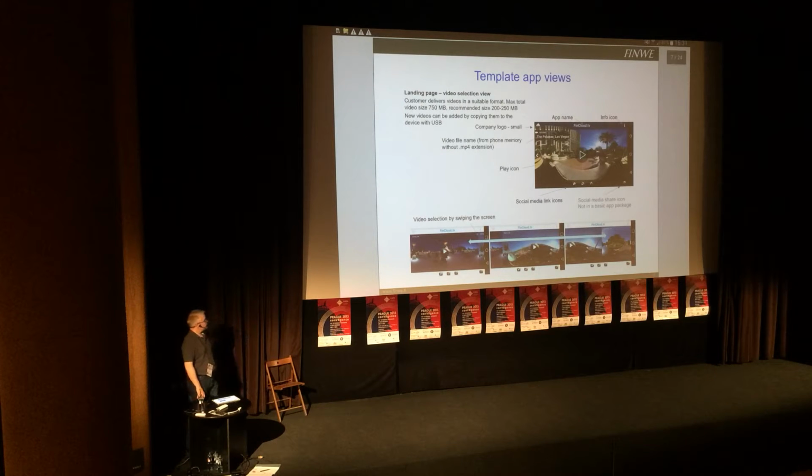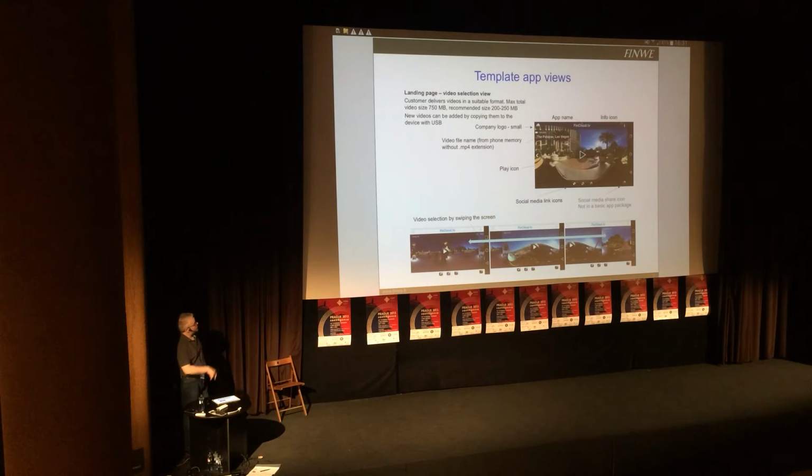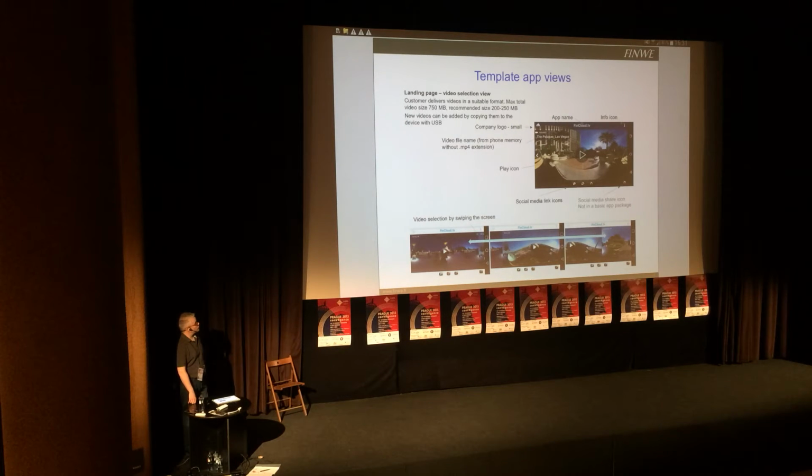Then the landing page, which is actually the video selection view. From here you can select what videos to view. Just swipe the screen and you can switch the videos. And it will have, of course, a play button. On the top left corner there is a company logo, which will link to your company web pages. The info icon on the right side leads to the info page, which was shown on the previous slide.